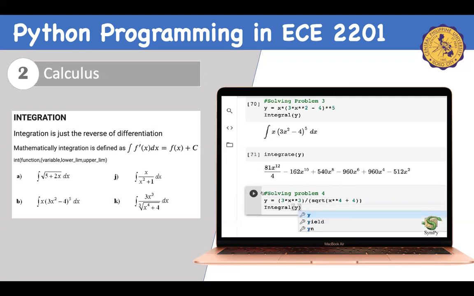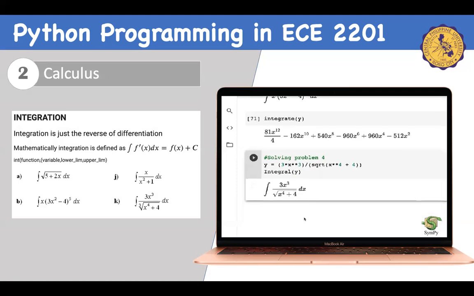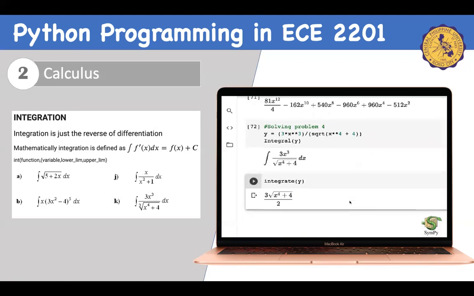Okay, integrate y, display it, the integral. Oh, there you go, the beautiful integral. So that is the integral of 3x cubed all over the square root of x to the fourth plus 4. Then to solve for the integral, we have to integrate y. So don't forget to add plus c. Okay, so that's it for integral calculus.